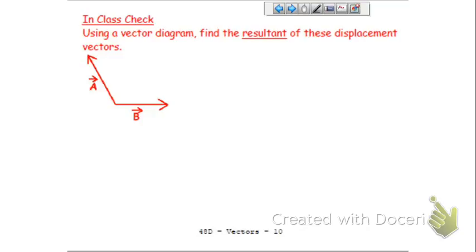Using a vector diagram, find the resultant of these displacement vectors. Who's got a ruler with them?